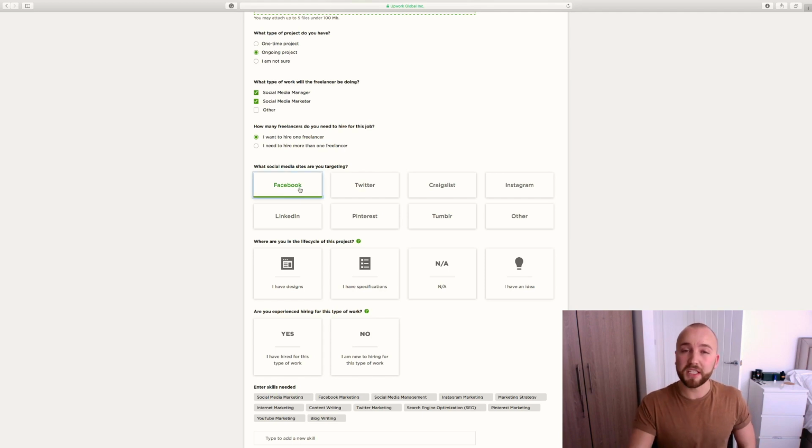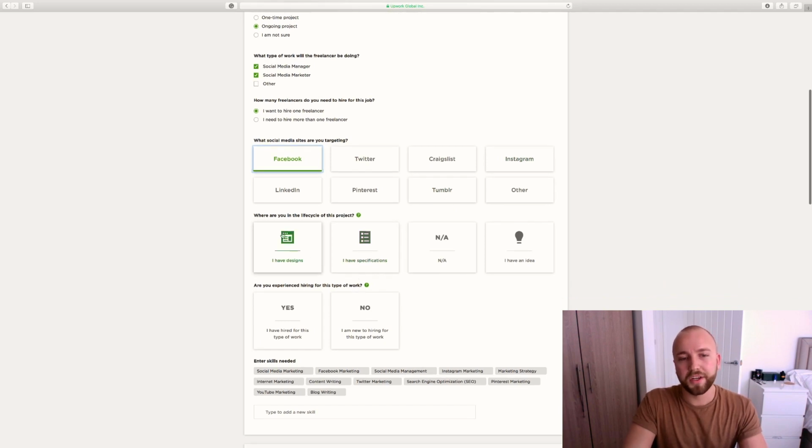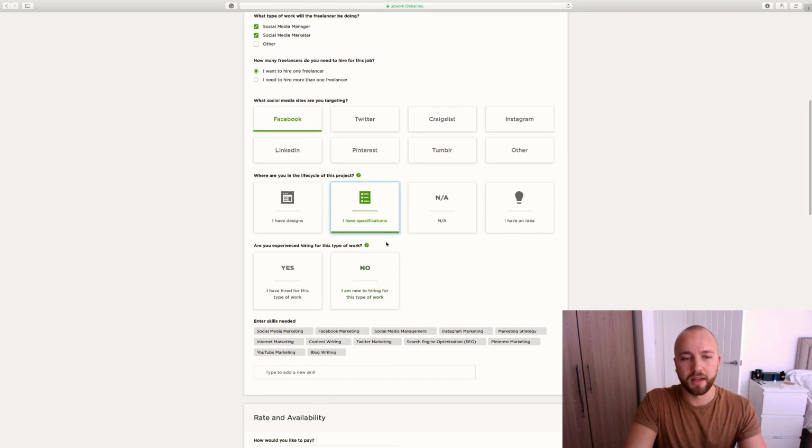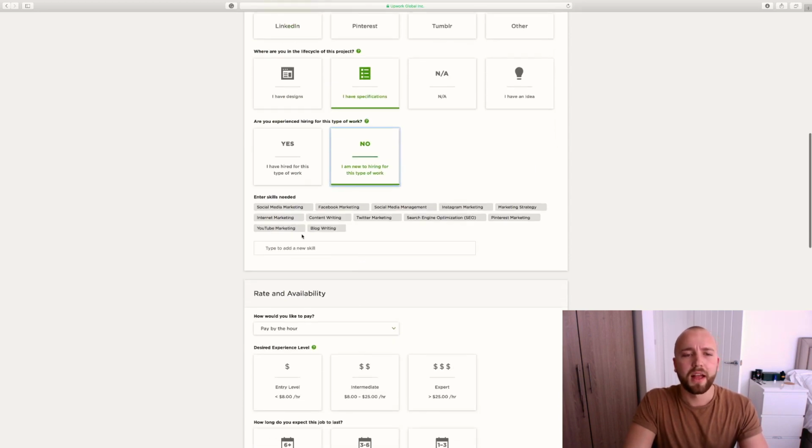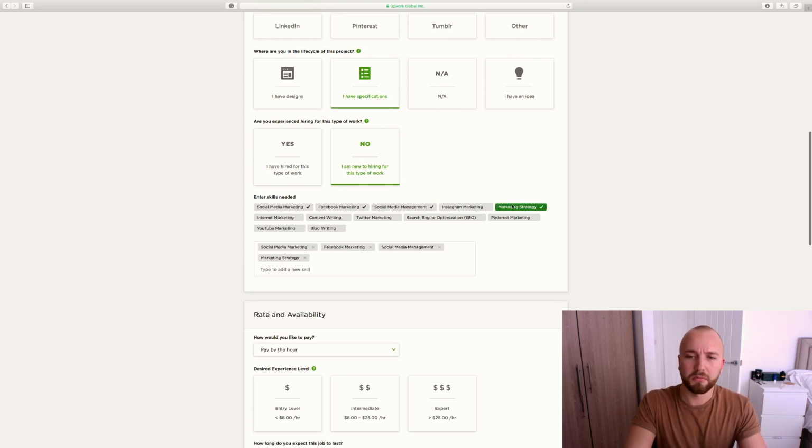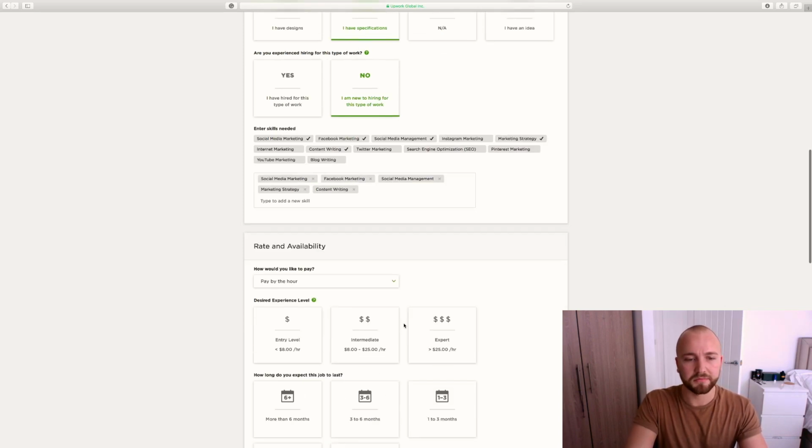So I was doing Facebook specifically, although if you're doing Instagram as well, by all means you can highlight that as well, or any of these other sites that you are using at the moment with your clients. Where are you in the life cycle of your project? This isn't as important. You don't really need to put this in, but I have specifications currently because I know what I'm after. Are you experienced in hiring for this type of work? No. Enter skills needed, so social media marketing, Facebook marketing, social media management, marketing strategy, and content writing.